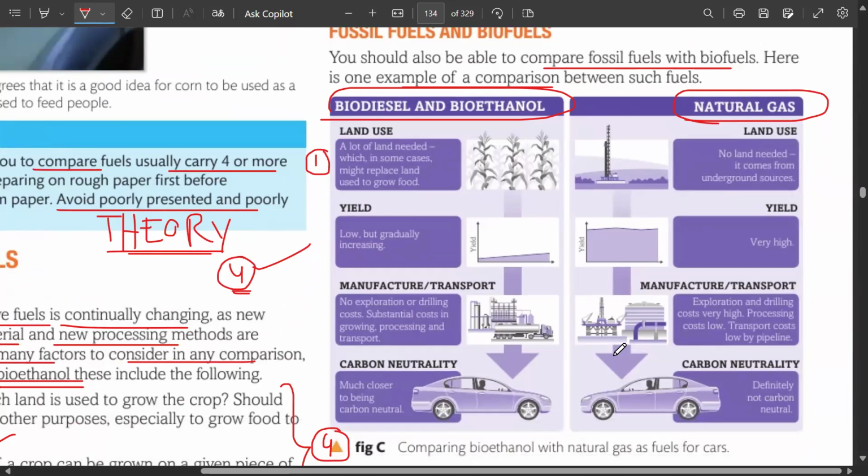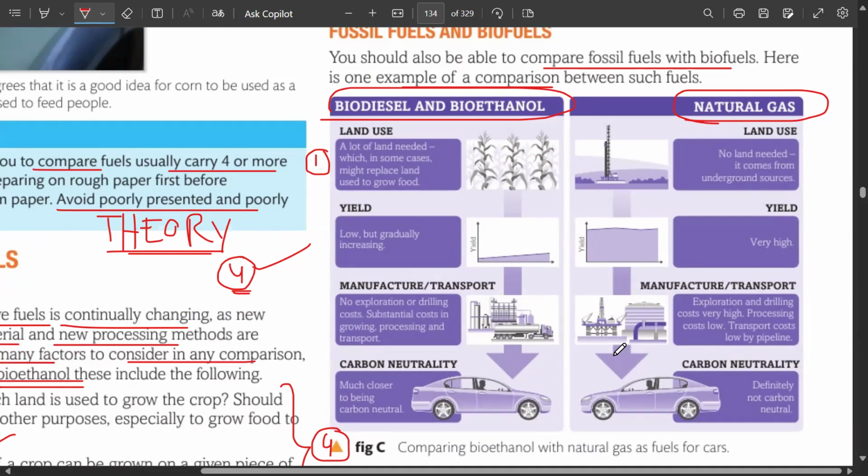And compare it with natural gas. Where there's no land needed, it comes from underground sources. So what is good? Natural gas. Next, yield: low but gradually increasing, versus yield very high. What is better? Biodiesel and bioethanol.